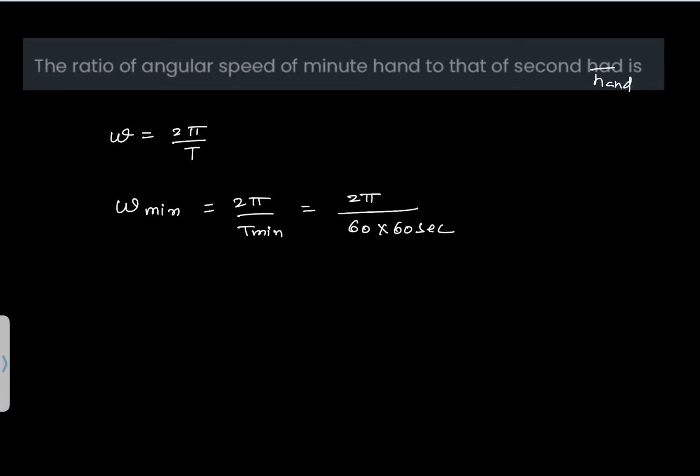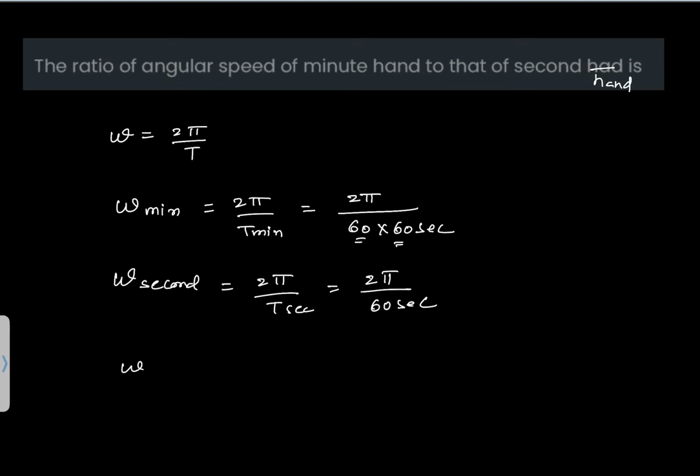In 1 hour, you can see that I'm converting into 60 minutes, and 1 minute means 60 seconds. So I can convert like this. Let's talk about omega of second hand. This is also 2 pi by T second. So definitely here T second means in one revolution it will complete 60 seconds. I can write 2 pi by 60 seconds.